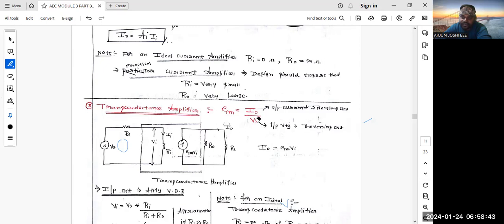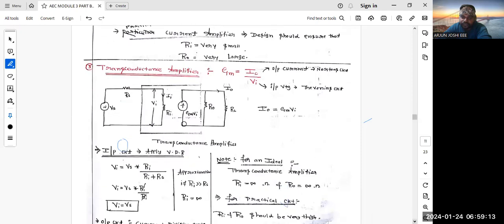For the input side, we need to apply Thevenin's theorem. As we can refer to the previous voltage amplifier circuit, VS, RS, RI, everything remains the same. For Norton's theorem, we know the equation: I naught is equal to GM VI, with R naught and RL in parallel. So next, apply the voltage divider rule for the input circuit, because it is a Thevenin's theorem. What is going to come?